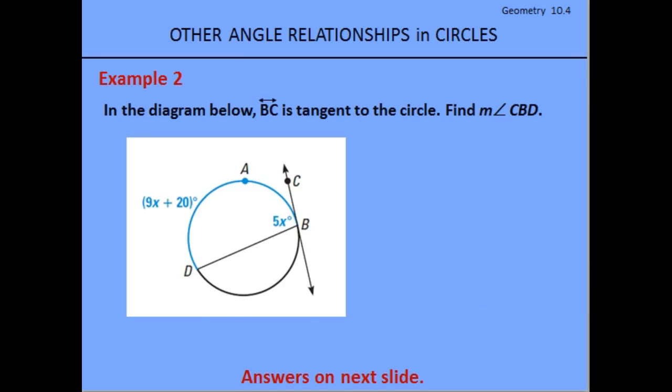Another one, a little bit more complicated. In the diagram below, BC is tangent. Find the blue arc. Now, in order to do that, you have to find x. So go ahead and give it a try. Pause the video, and we can come back in a moment.